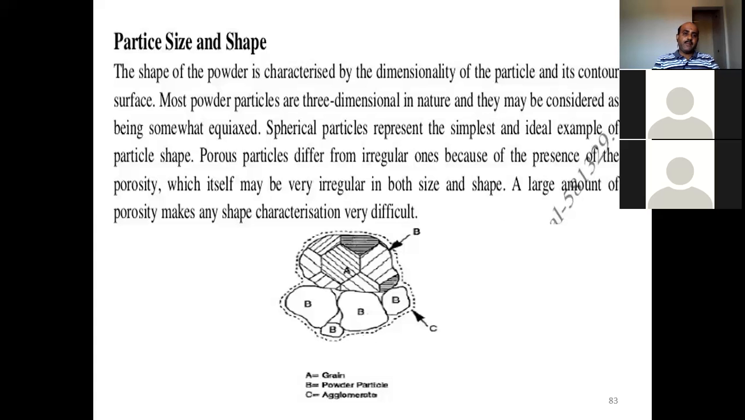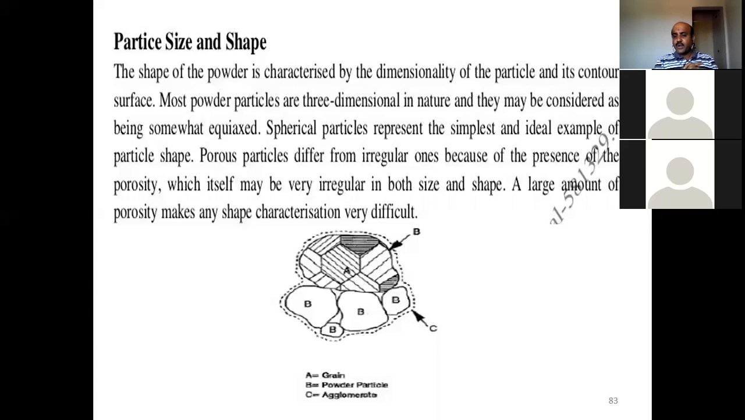So when we say shape, how do we describe a shape? Shape is basically the dimension and the contour of the surface. Generally, all the metal particles are three-dimensional, and we treat them as equiaxed, meaning equal on three axes. The simplest and ideal example of a particle shape is spherical.